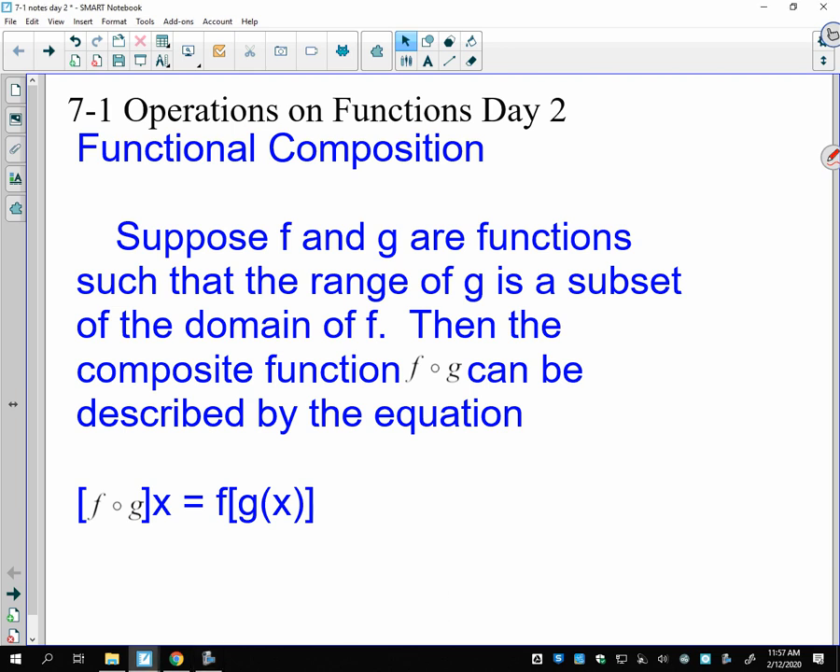Okay, so we want to start chapter 7 by talking about operations on functions. So yesterday we added, subtracted, multiplied, and divided. Today we want to talk about a new operation called functional composition. So functional composition is defined as follows.